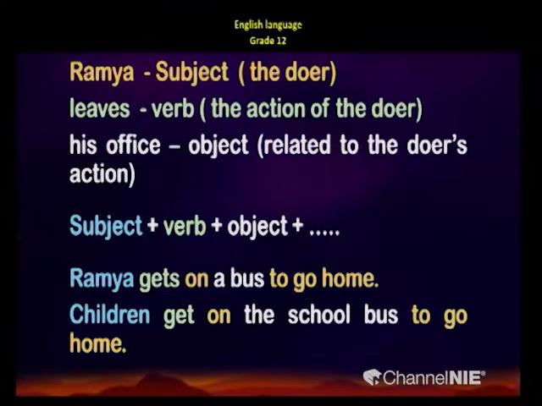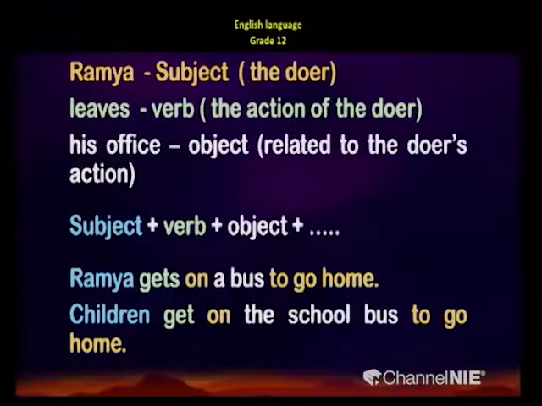I have given you the color theme. Ramya, the subject, the doer; leaves, the verb, the action of the doer. Then his office becomes the object of the sentence, related to the doer's action. Subject, verb, object. Ramya gets on a bus to go home. Children get on the school bus to go home. There we see a difference in the verbs in the two sentences, how we have used them. Ramya gets on a bus. Children get on the school bus to go home.